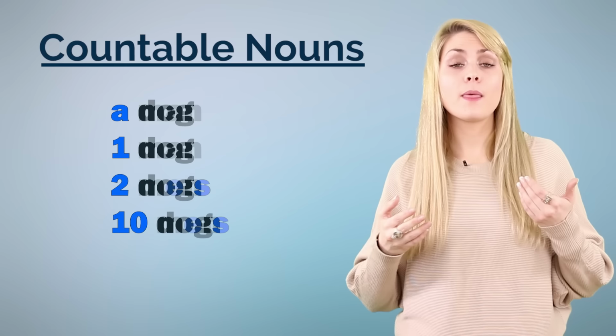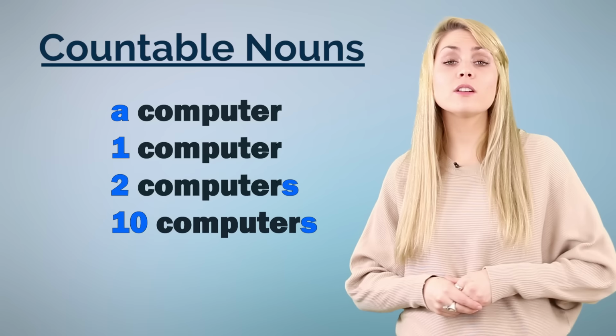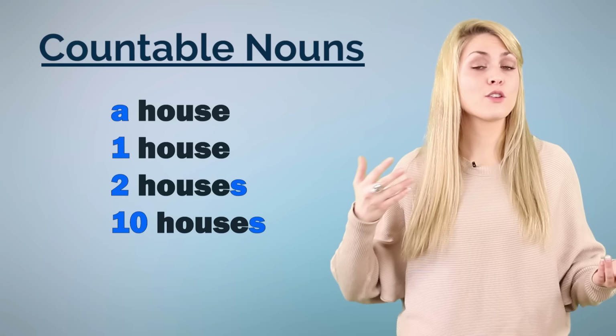Man, you can say a man, two men. Idea, you can say one idea, two ideas, and so on. Computer, again, you can say one computer, two computers. And house, well, you can say one house, two houses, three houses, and so on. These are countable nouns, you can count them.